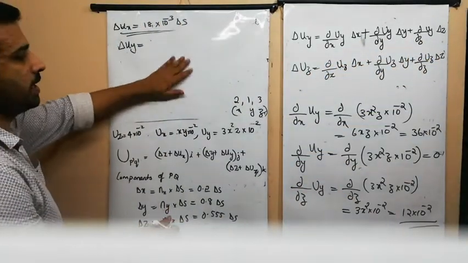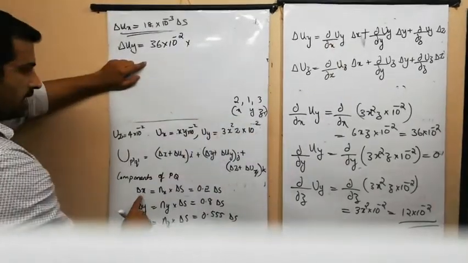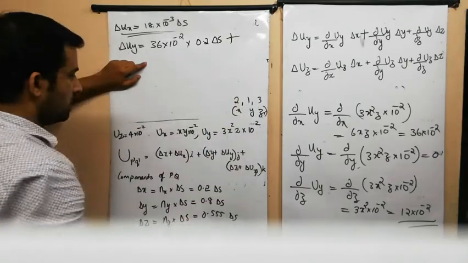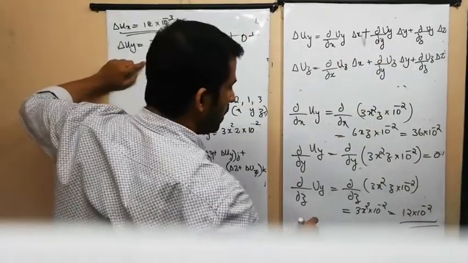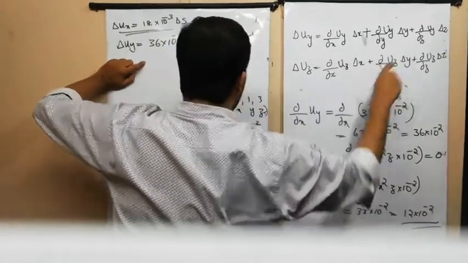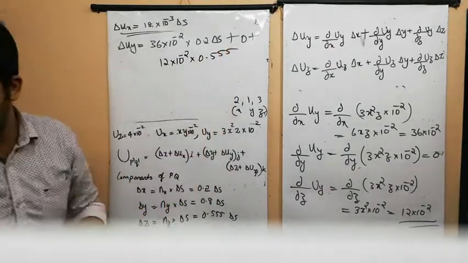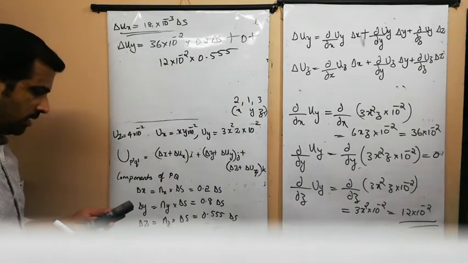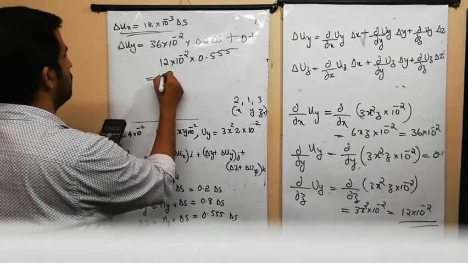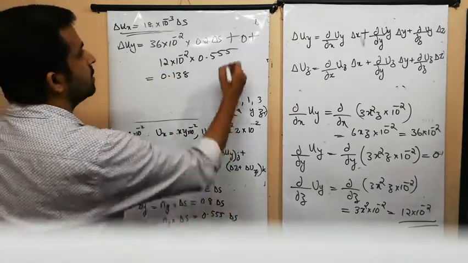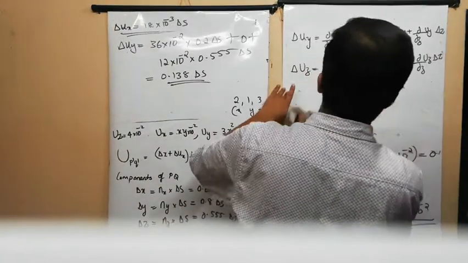Now we can find delta uy. Delta uy is equal to dou by dou x of uy, 36 into 10 power minus 2 into delta x. Delta x is 0.2, so 0.2 delta s, plus dou y of u y, that is 0, 0 into delta y, 0. Plus another term, 12 into 10 power minus 2 into delta z, delta z is 0.555. Just to make a fast calculation, the answer we are getting is 0.138 delta s. So delta uy we now have, and now we can go for delta u z.